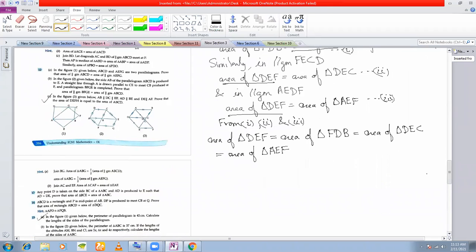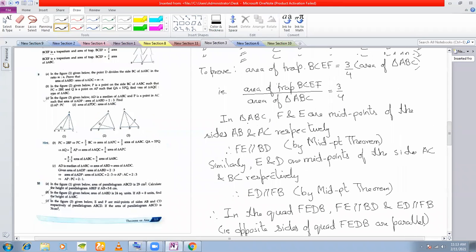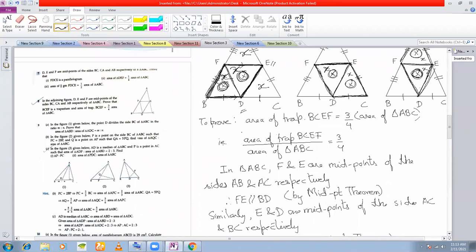Okay, so now I say let area of triangle DEF is equal to area of triangle FDB is equal to area of triangle DEC is equal to area of triangle AEF is equal to X. Suppose all the triangles I have taken the area X. That means all the triangles here have area X. Okay, so now we shall see the question. You have to find out the ratio of what areas?